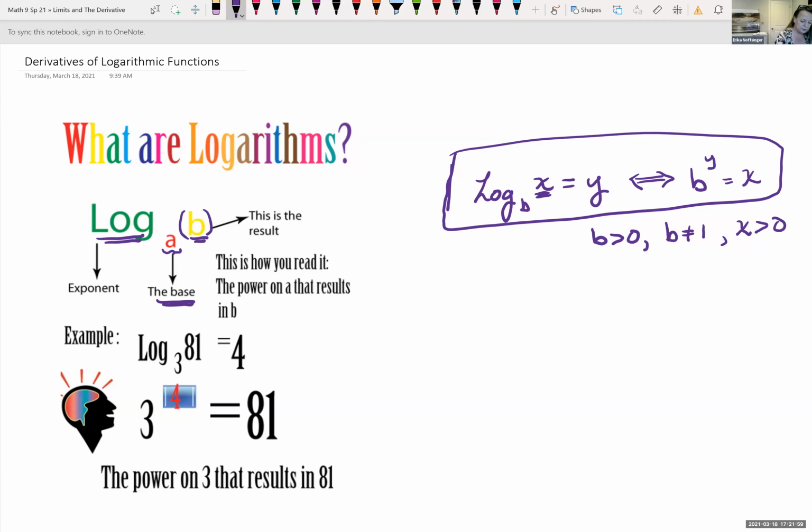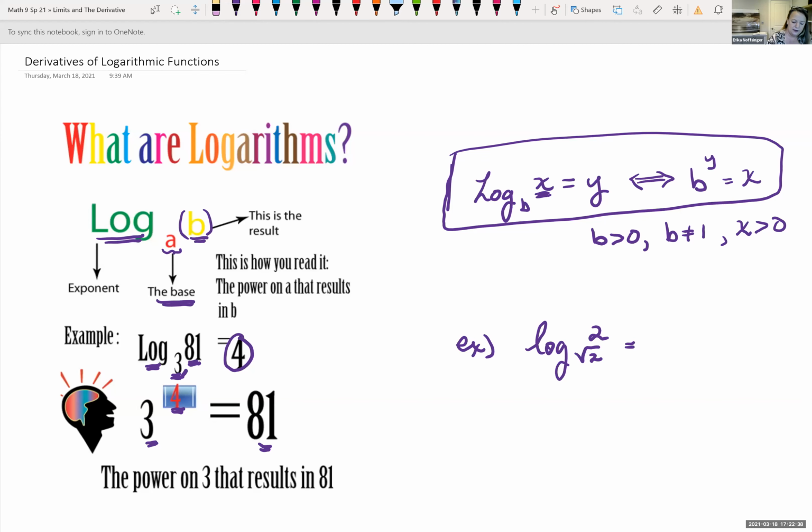Here's an example. If you have log base 3 of 81, you're thinking, 3 to what power is 81? 3 raised to the 4th power, if you multiply 3 out 4 times, 3 times 3 times 3 times 3, gives you 81. So the answer is 4. Let's do another quick example. Say you had log base square root of 2 of 2, and we want to know what that is equal to.